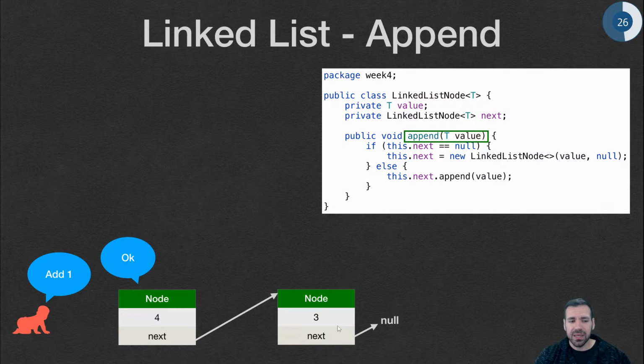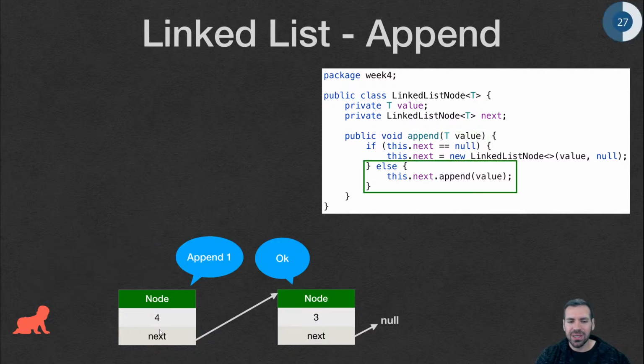So if this is our linked list and we need to add 1, we're going to call that on the head of the linked list. We're going to say add 1. This node's going to say, well, I'm not the end of the list, so I can't really do that. So all I'm going to do is tell my next node to append the value. This dot next.